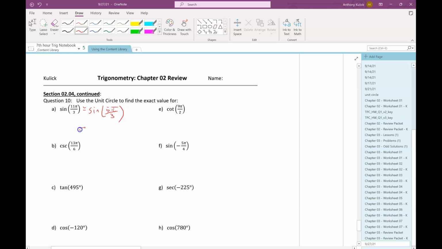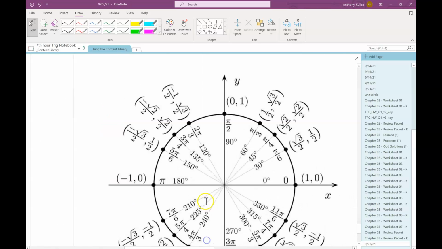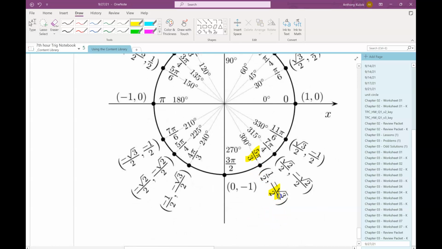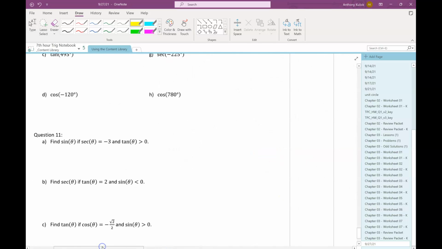And I know on the unit circle, sine is just equal to y. So I'm going to go to the unit circle. I'm going to find 5 pi over 3. And I'm going to retrieve the y coordinate. And then I'm just going to write that down. And I'm done.